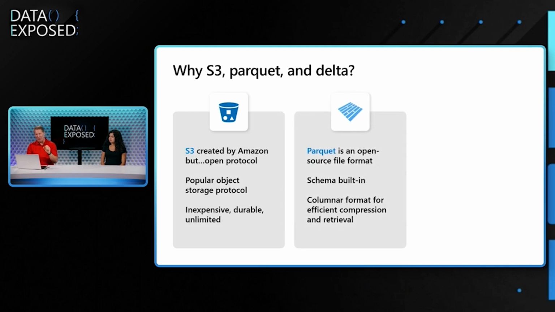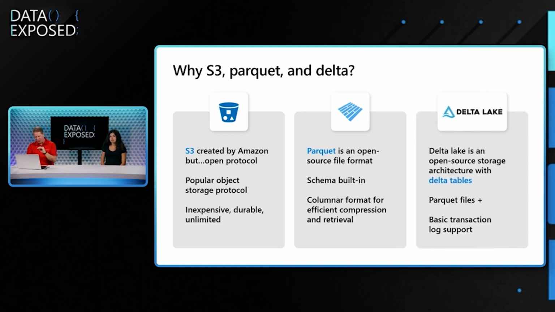Parquet is interesting. It's an open source file format, very popular today, and here's why. The schema is built into the file. It's a binary file, and it's columnar based. So it's very efficient for compression and retrieval of data, like a column store index scenario. And then along comes Databricks. They built an open source storage architecture called Delta Lake, supporting a concept called Delta Tables. Delta Tables are really Parquet files, but they've added transaction and log support to the file format. And we naturally said, if these are going to be popular in data lakes, we should support them with PolyBase, right?